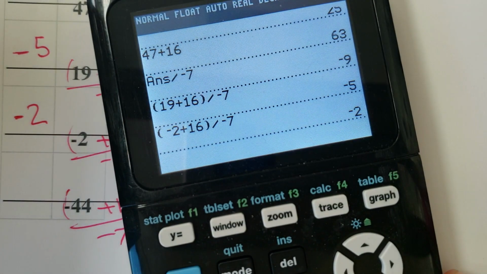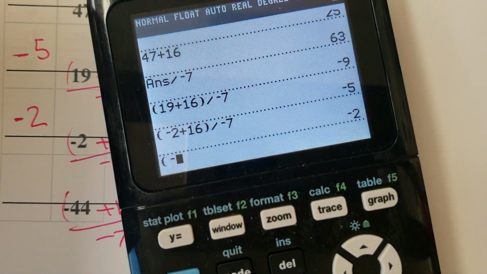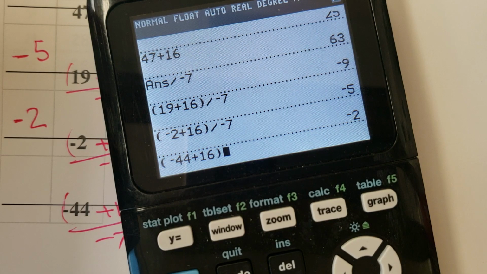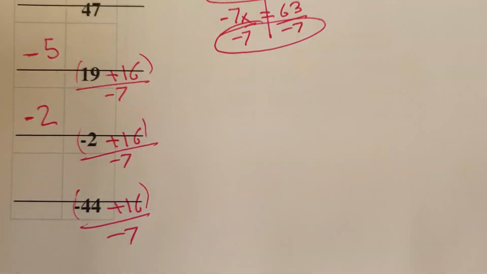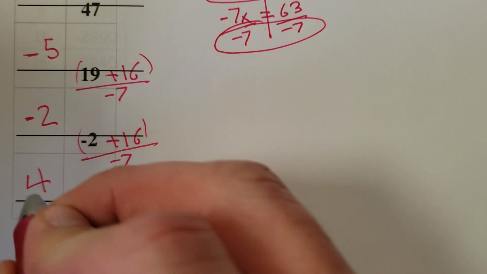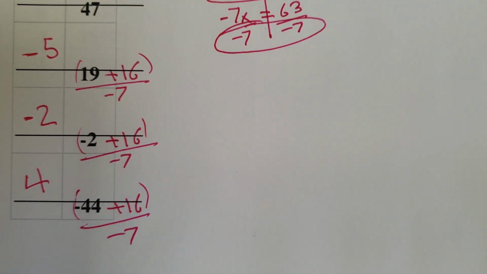All right, next move. Bracket, negative 44 plus 16, close the bracket, divided by negative 7. Taking my time, calculating it carefully. All right, there we go. We got the domains. Here's how I'm going to check my answers, students.